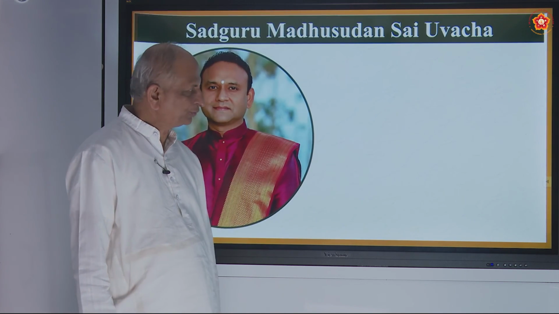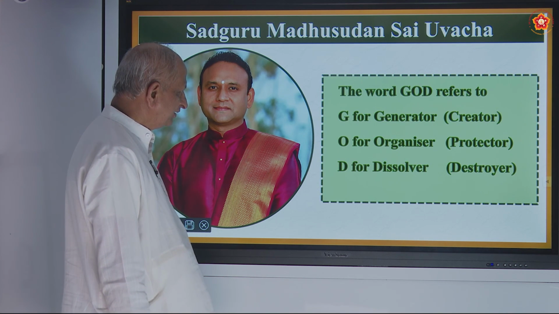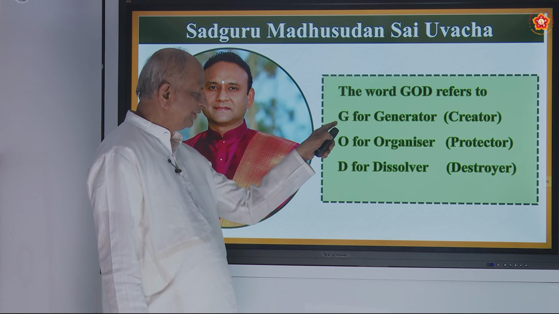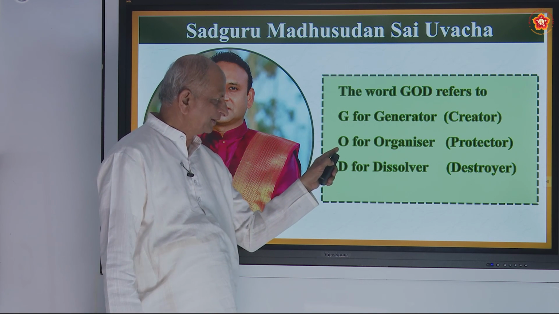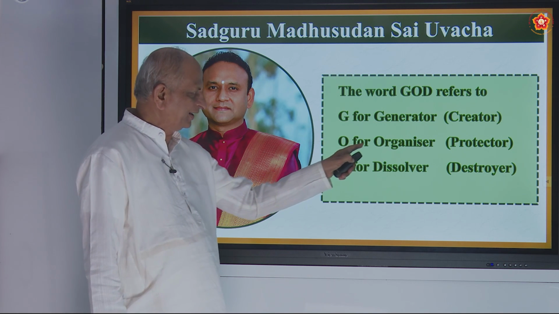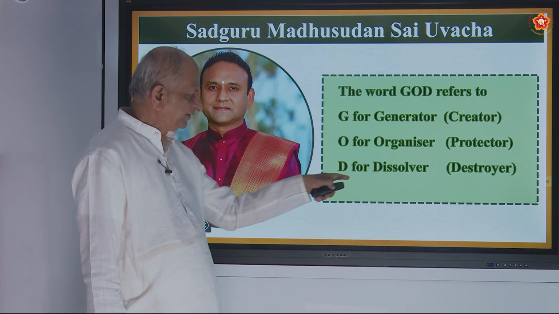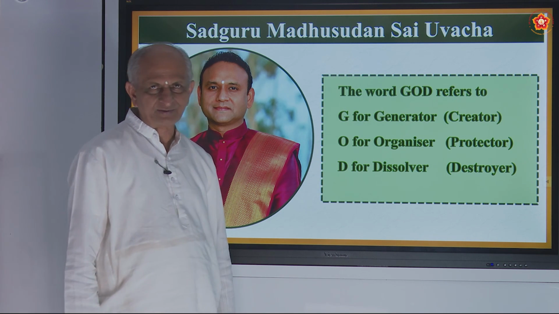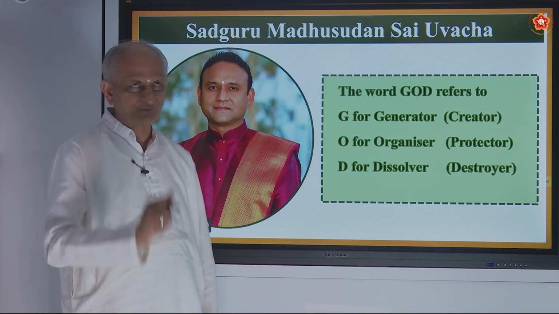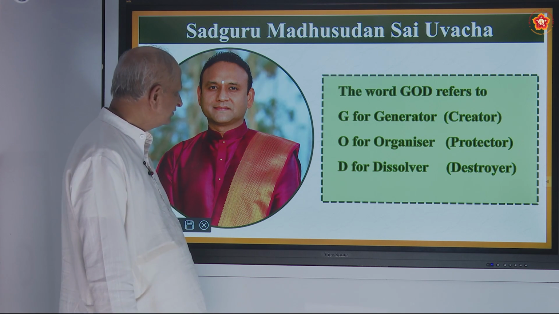Let us see what Sadhguru says. Sadhguru Sri Madhusudan Sai says, the word God refers to G for generator or creator, what you call Brahma. O stands for organizer, what you call protector, Vishnu. D for dissolver or destroyer, Maheshwara. Brahma, Vishnu, Maheshwara. So a combination of 3 is what you say God.